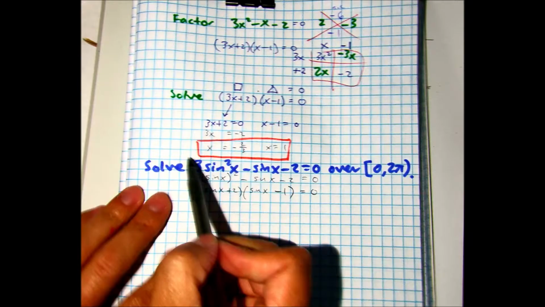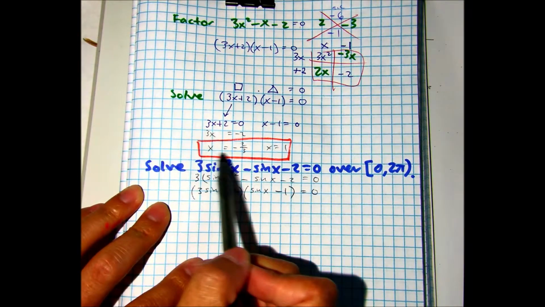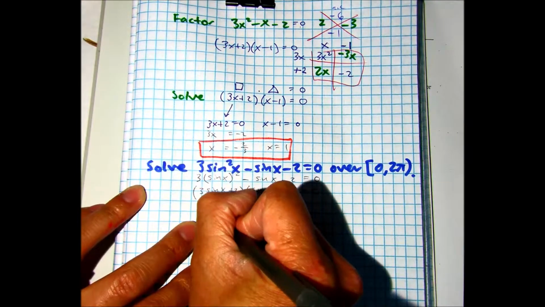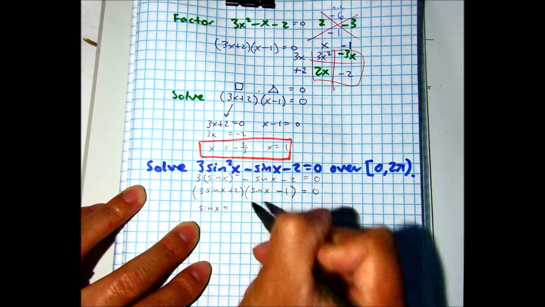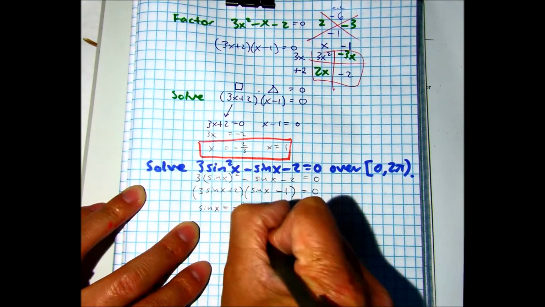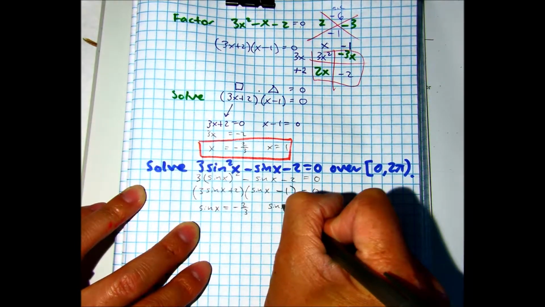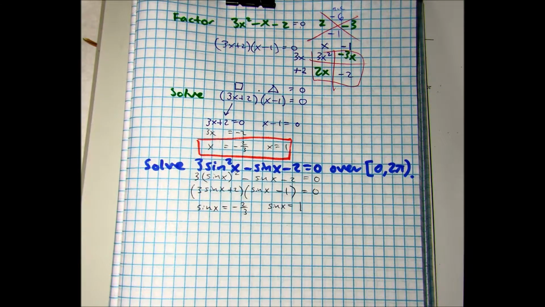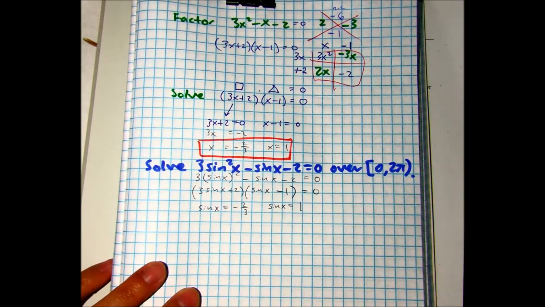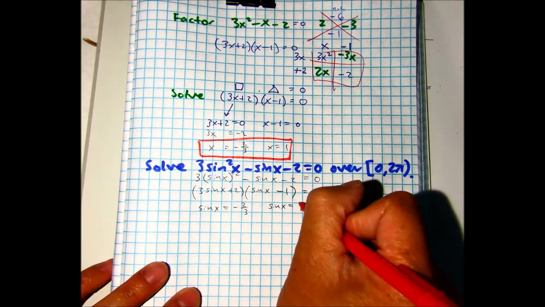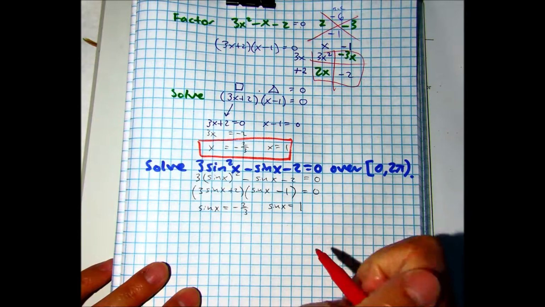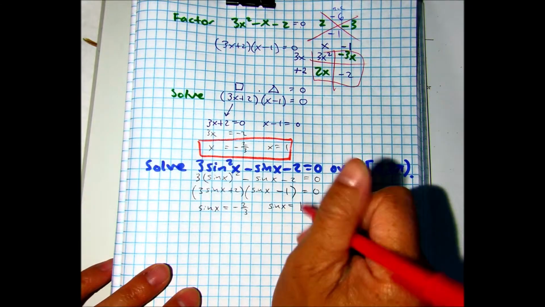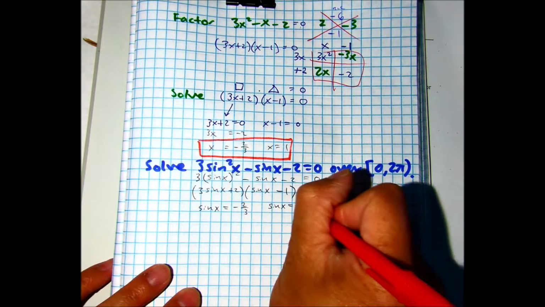Okay, then we already did the work, so when we solve it, sine of x is equal to negative 2/3, and sine of x is equal to 1. Okay, question? To solve for x, are we going to divide by sine on both sides? No, we take the inverse.